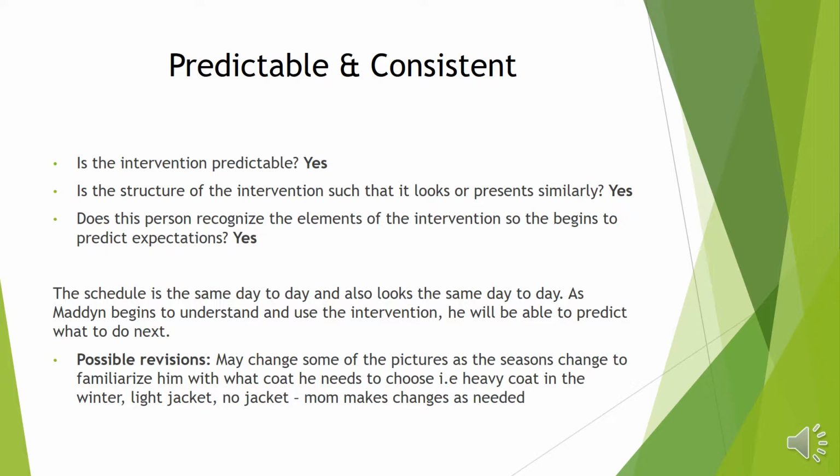Possible revisions might be, they may change some of the pictures as the seasons change to familiarize him with what coat he needs to choose. For example, a picture of a heavy coat in the winter, a light jacket when it's just nice out, and possibly no jacket at all. Mom can make those changes as needed.